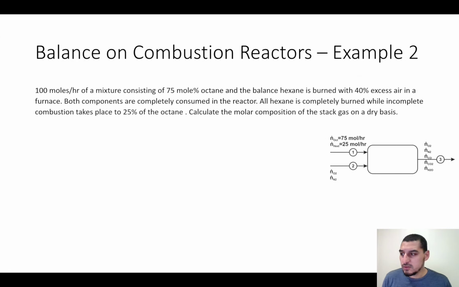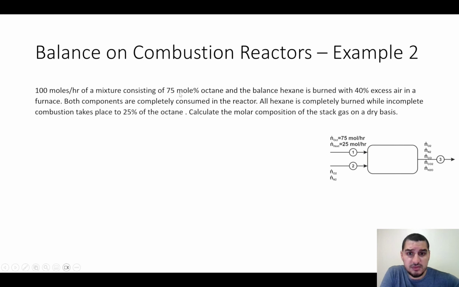Hello everybody. So in this video we are going to solve one more example on the combustion reactions, and in this case we have a mixture of octane and hexane. So octane is known to be C8H18 and hexane is C6H14, and the mixture is 100 moles per hour.